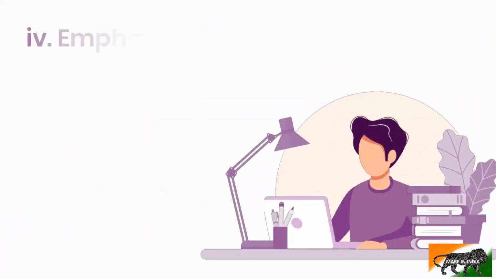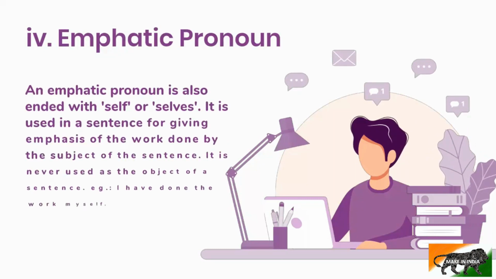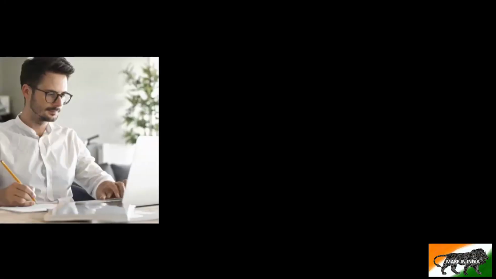Now we will know about the emphatic pronoun. An emphatic pronoun also ends with self or selves. It is used in a sentence for giving emphasis to the work done by the subject of the sentence. It is never used as the object of a sentence. For example, I have done the work myself.